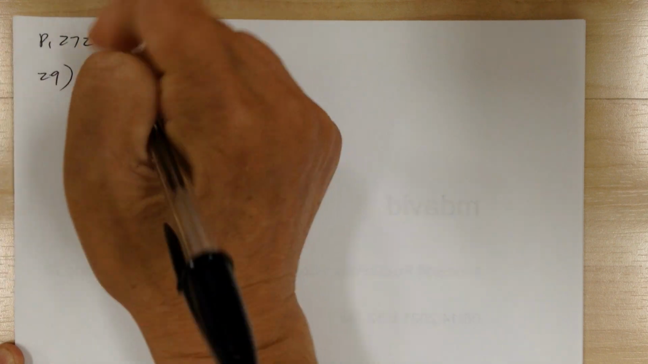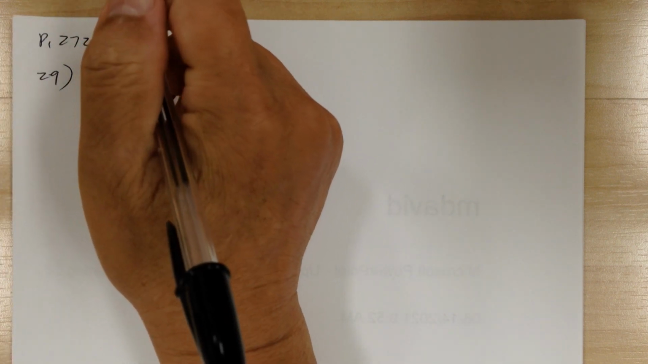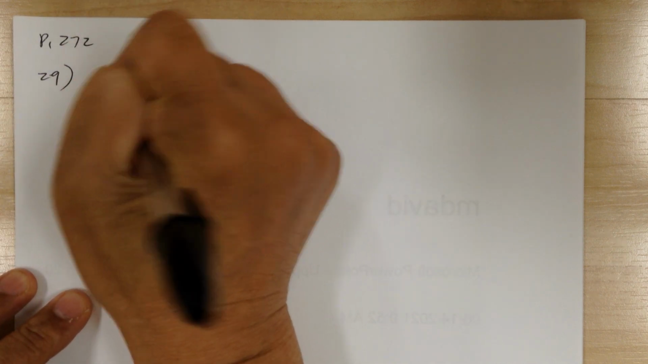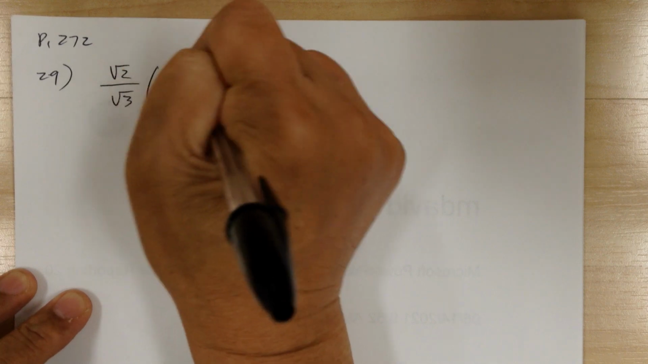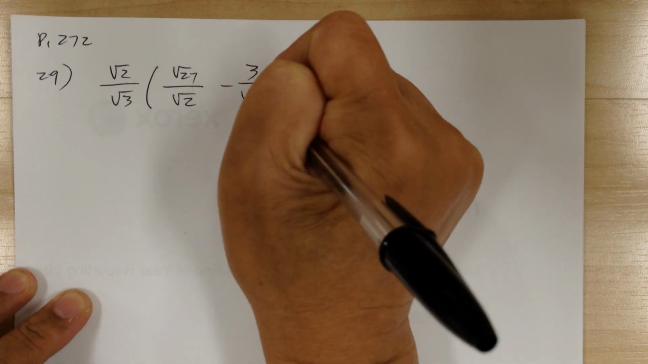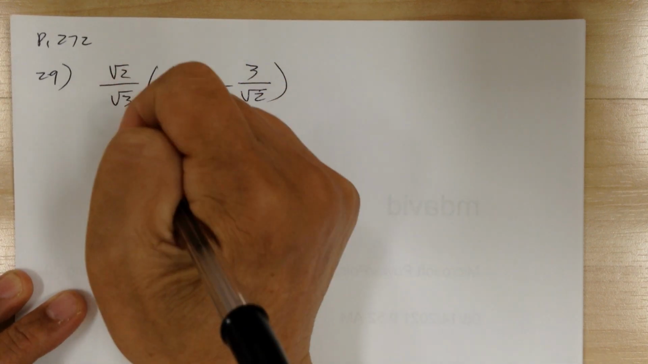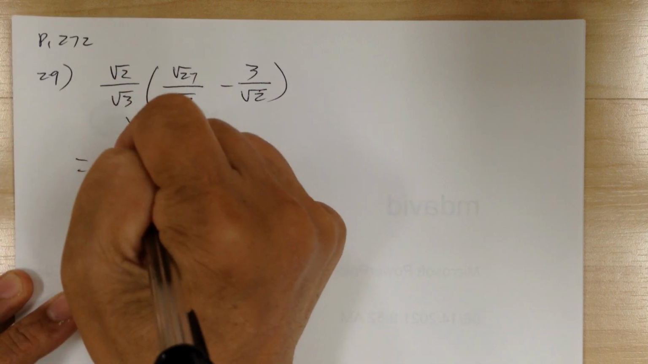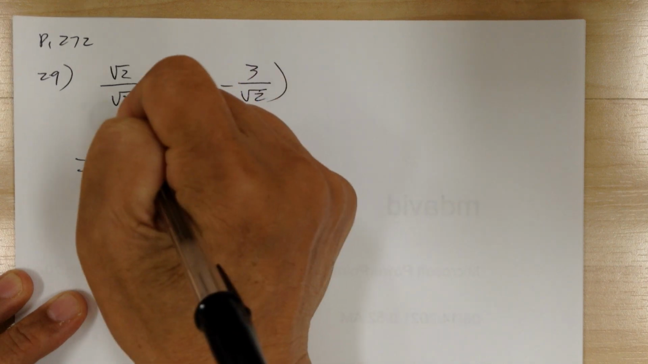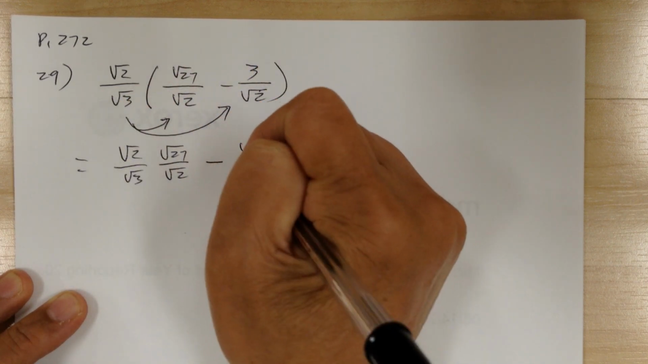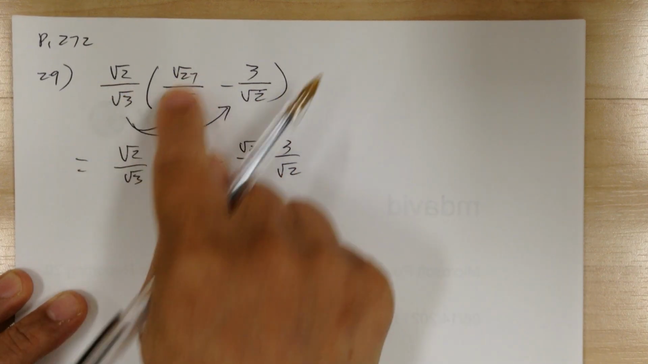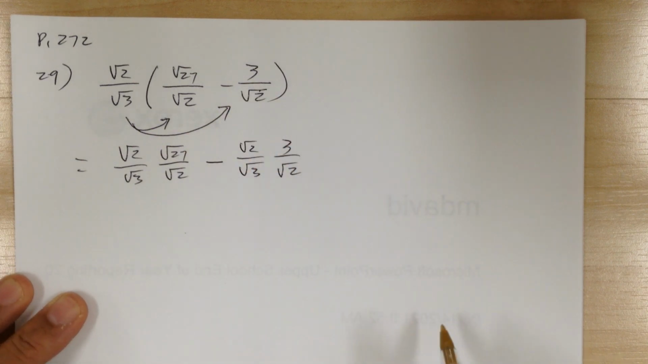Okay, number 29. And for this one, I'm going to separate the top and the bottom. So I got square root of 2 over square root of 3 times square root of 27 over square root of 2 minus 3 over square root of 2. Okay, so I have multiplication, so I'm going to distribute. So I get square root of 2 over square root of 3 times square root of 27 over square root of 2. Then I'm going to multiply, so it'll be minus square root of 2 over square root of 3 times 3 over square root of 2. Right? So again, multiply, I get that. Multiply, I get that. So again, distribute first.